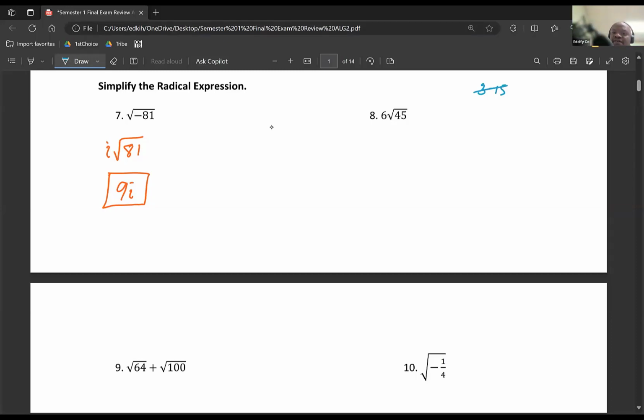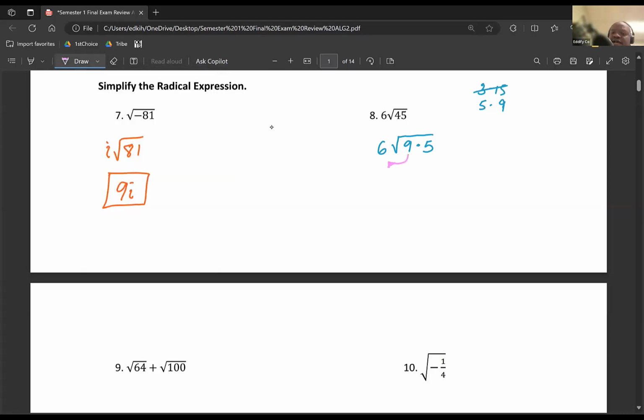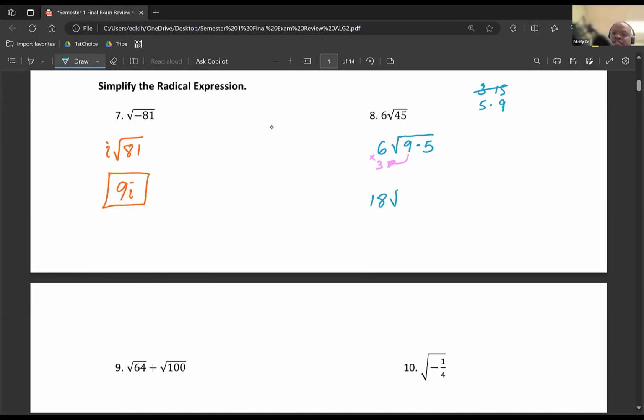So we'll do 6 on the outside. I'm going to rewrite this 45 as 9 times 5. Now remember, we know the square root of 9, right? So we can pull out the square root of 9. What is the square root of 9? It's 3. So the 3 goes out. And once that 3 is out there, it's going to multiply what's already out here. So these are going to be multiplying. 6 times 3 is 18. And of course, that leaves you with a root 5 underneath the radical. That's number 8 for you.